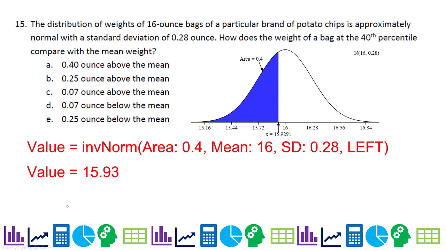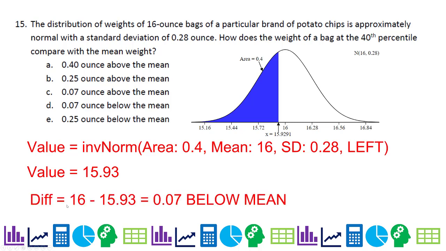So we have our value 15.93, and we want to know the difference between that and the mean. I went ahead and just said the mean minus the value, which is 0.07, but we also know it's below the mean, right? Because our mean is 16, so our answer is D.